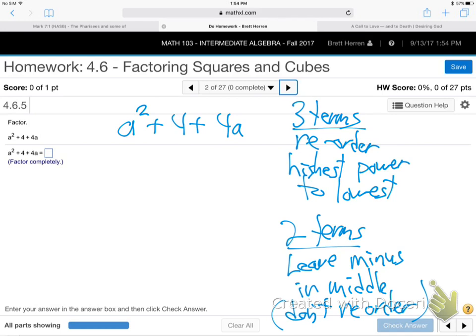So we'll get there in a little bit. But for now, I just want to put that in your mind. Three-termers, we do reorder, highest power to lowest. Two-termers, we do not. We leave them as they are because we want the minus in the middle.